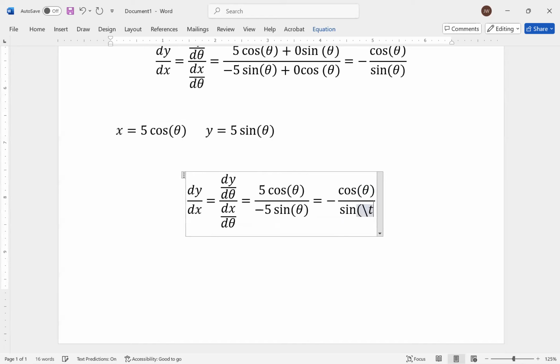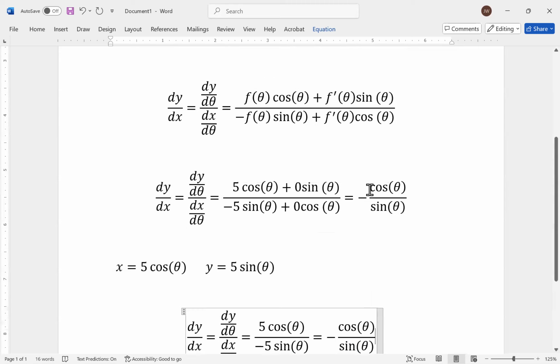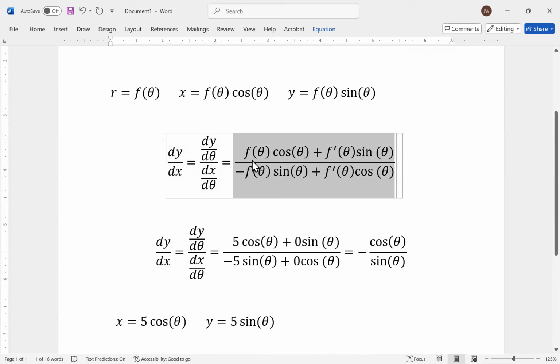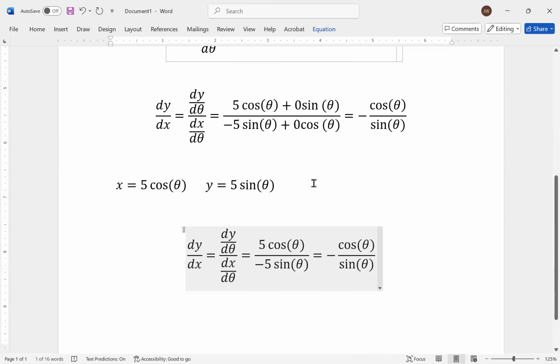Either way you do this, you get the same thing. A lot of times, I use the formula just because that basically forces me to do an f and figure out what f prime is, and then I plug it in. But some people like doing derivative of y divided by derivative of x with respect to theta, obviously.